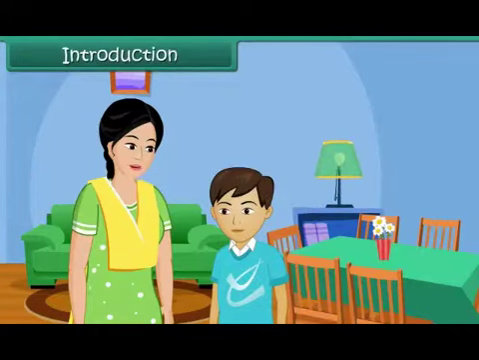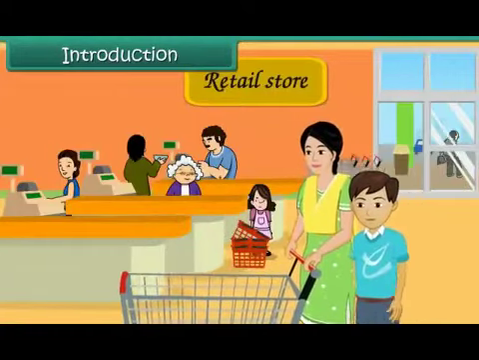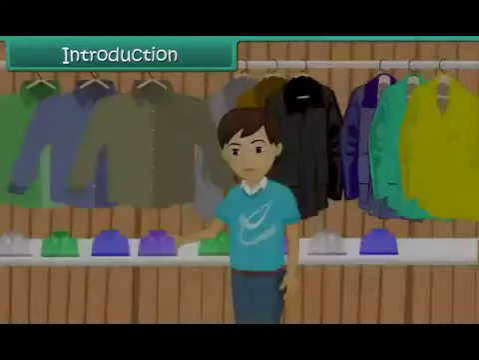Anuj, let's get you some shirts. Many of your clothes have become short. Yes, Mom, even I was going to ask you the same. Let's go to the shop in the mall. That evening, Mother and Anuj visited the shop.